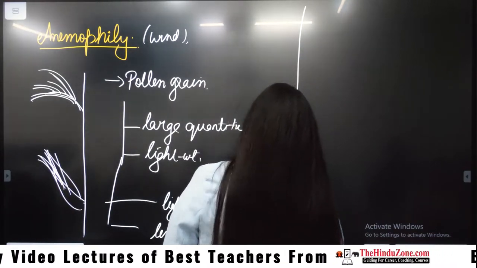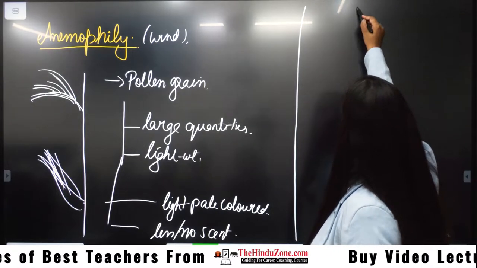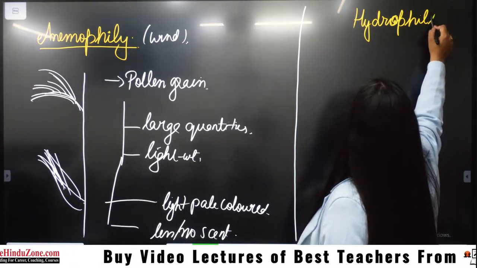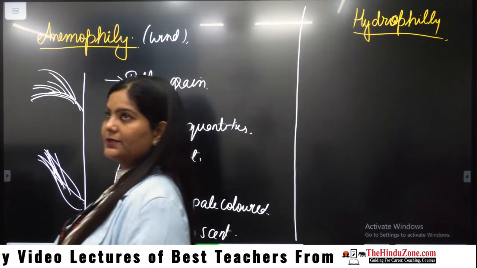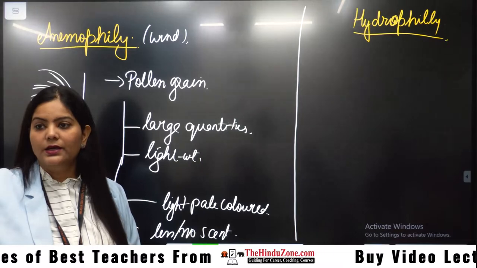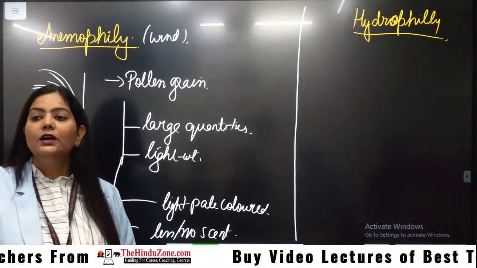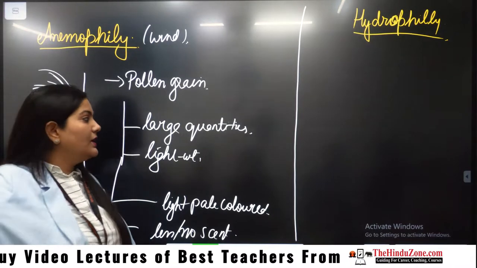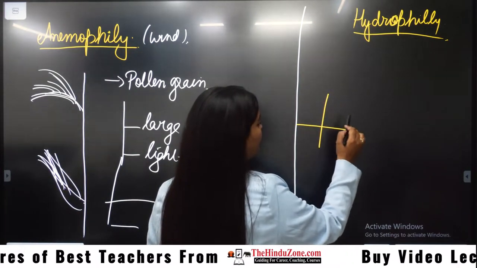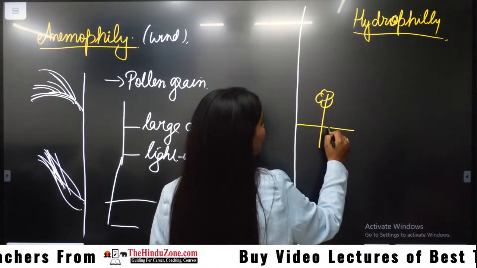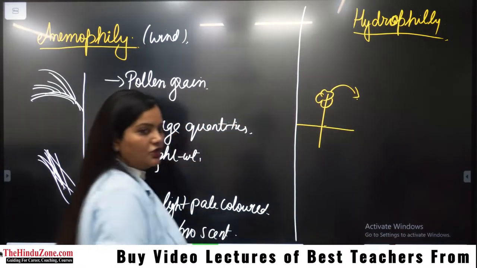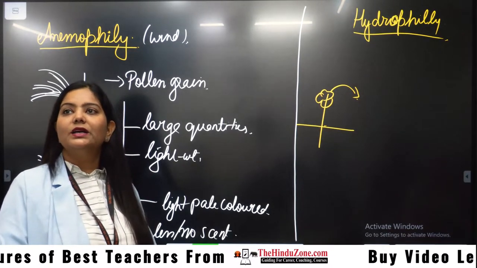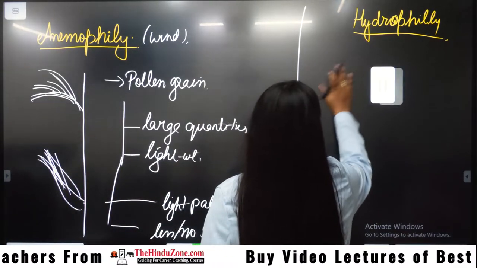Then come to the next thing, which is hydrophily. So there are a lot of aquatic plants which are there in the water, but it doesn't mean that all the aquatic plants have hydrophily. Because if the plant is a free floating category, if the plant is above the level of water, they can also go for wind pollination or insect pollination as well. Okay, so in true hydrophily we have examples. There are some plants which are showing this true hydrophily, just go for them.